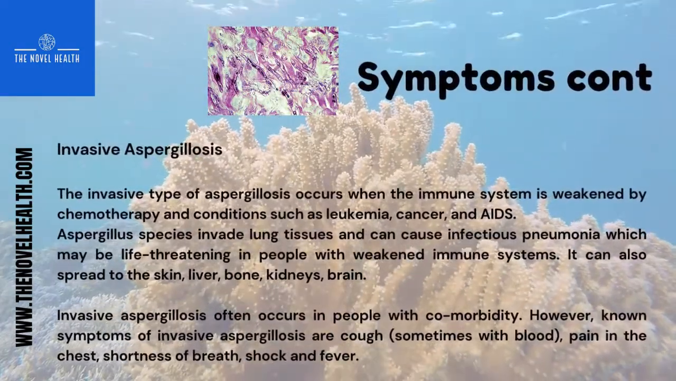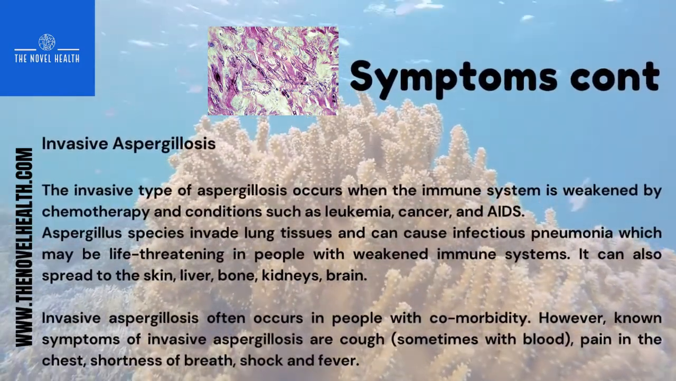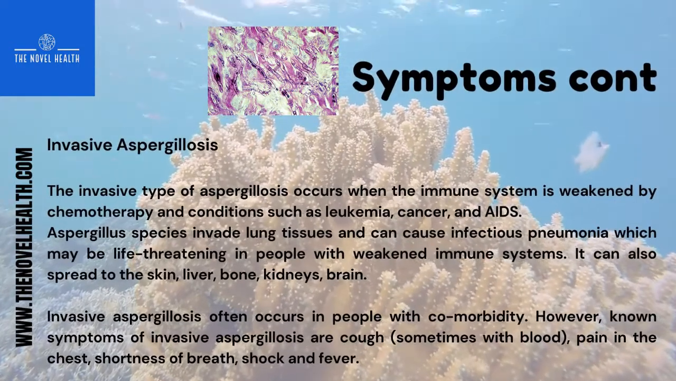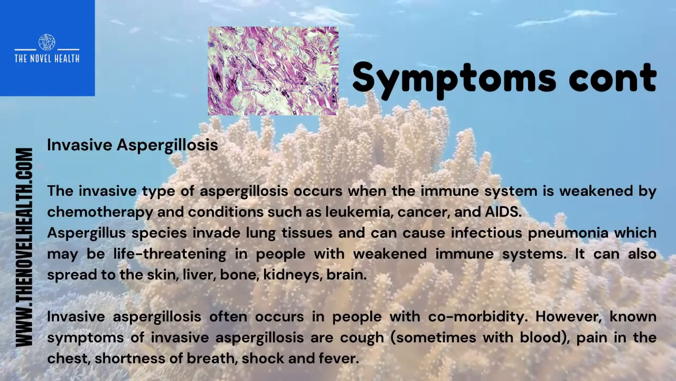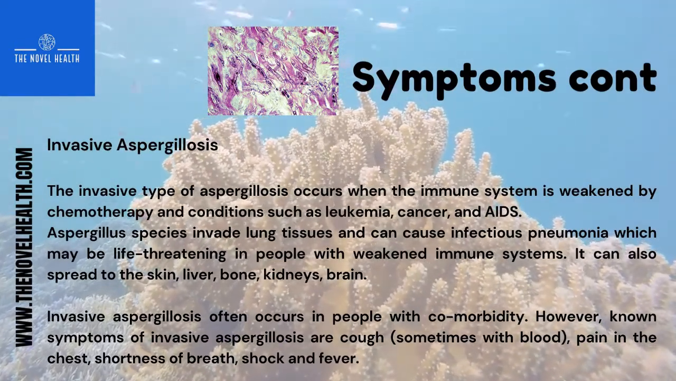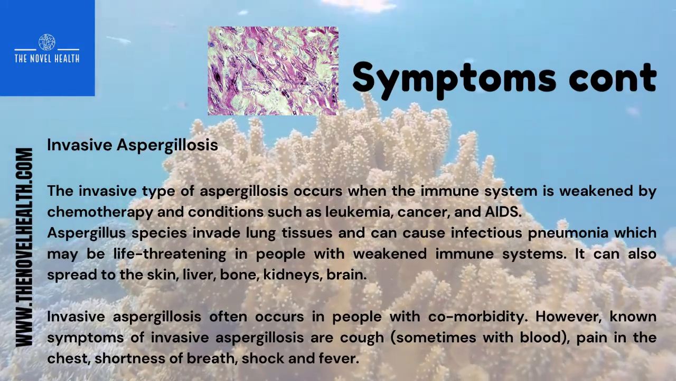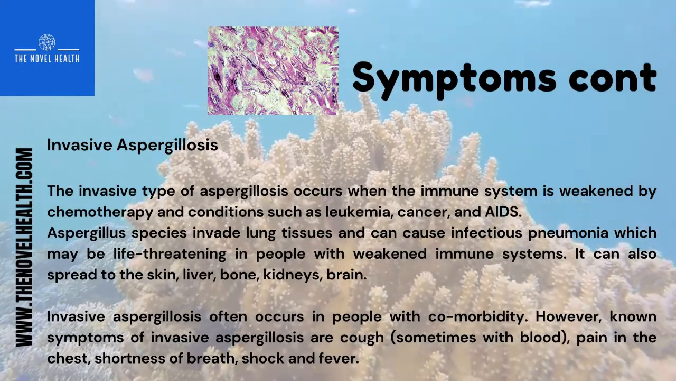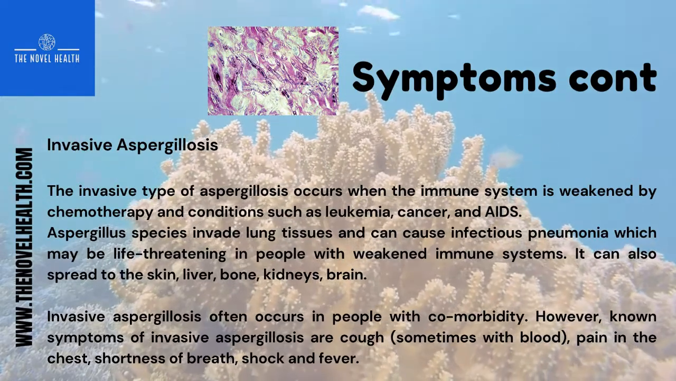Invasive aspergillosis occurs when the immune system is weakened by chemotherapy and AIDS. Aspergillus species invade lung tissues and cause infectious pneumonia, which may be life-threatening. It can also spread to the skin, liver, bone, kidneys, and brain. It often occurs in people with comorbidity. Known symptoms of invasive aspergillosis are cough with blood, pain in the chest, shortness of breath, shock and fever.